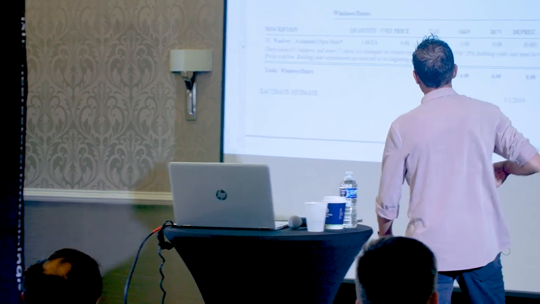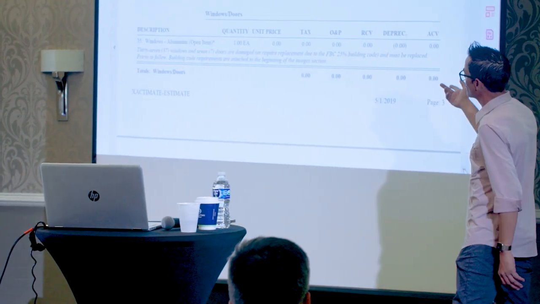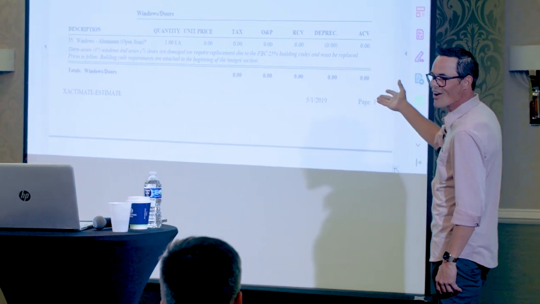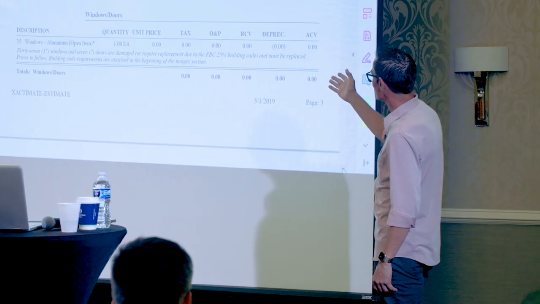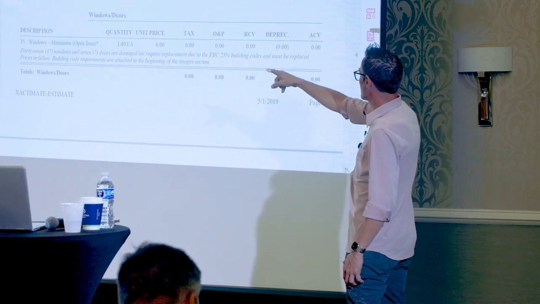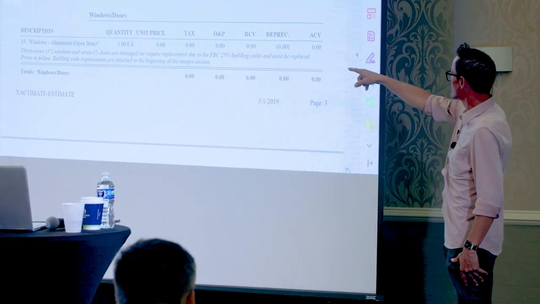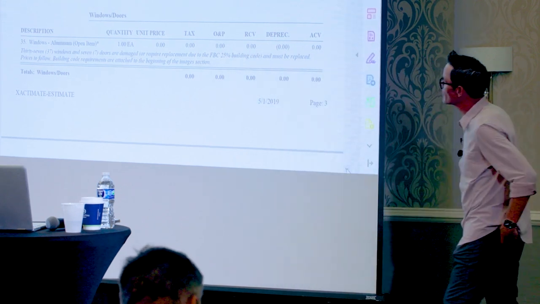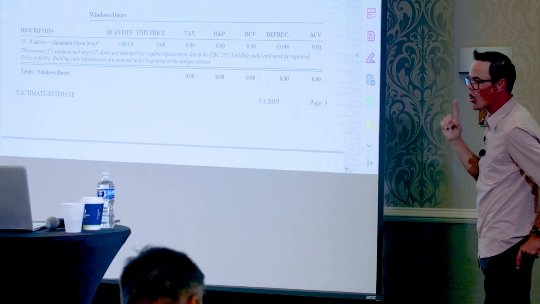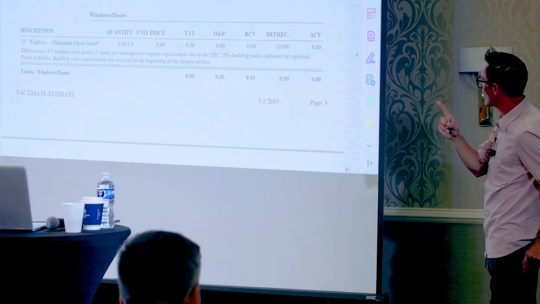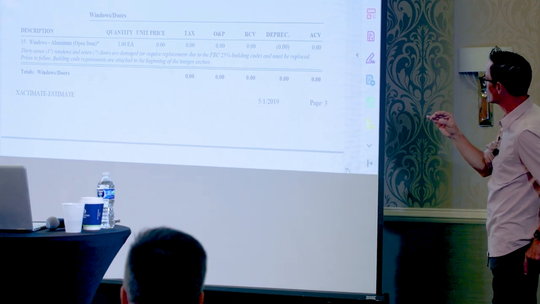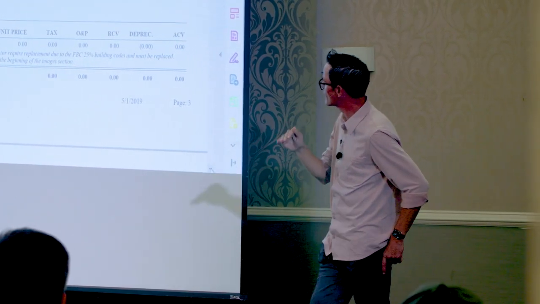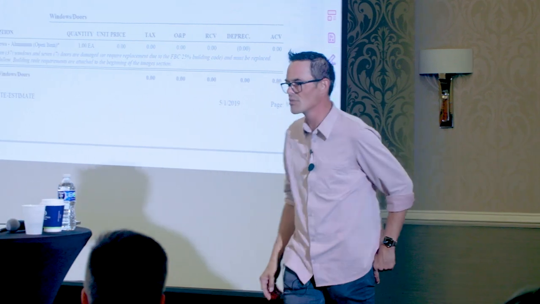Now watch. So this is just the rear elevation, and there's 37 windows and 7 doors on the rear elevation alone, right? So, all right, windows, aluminum, open item. Amount? Zero. 37 windows and 7 doors are damaged or require replacement due to the FBC, 25% building code, and must be replaced. Prices to follow, building code requirements are attached to the beginning of the images section.